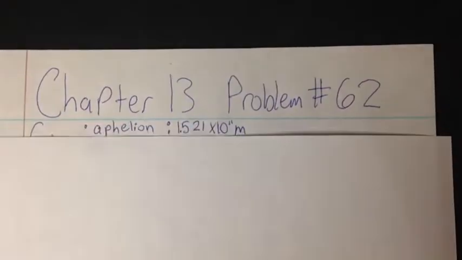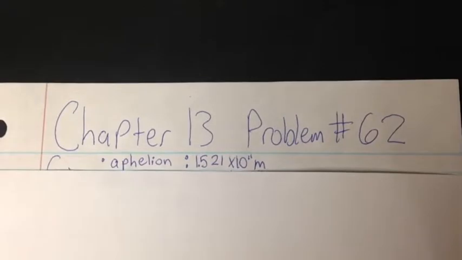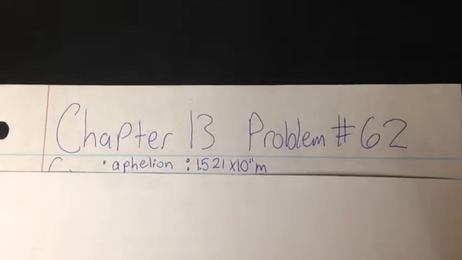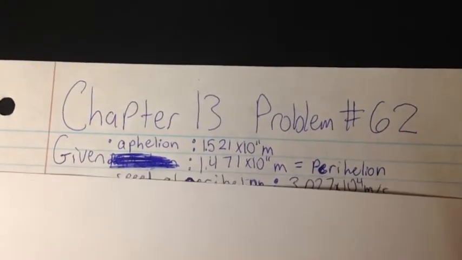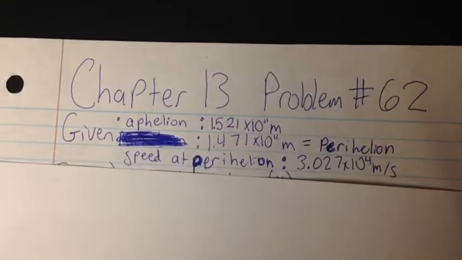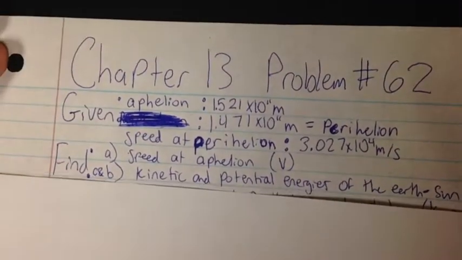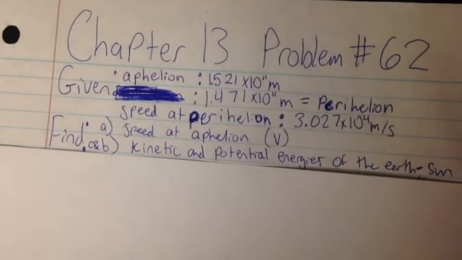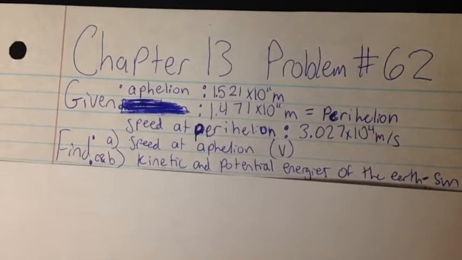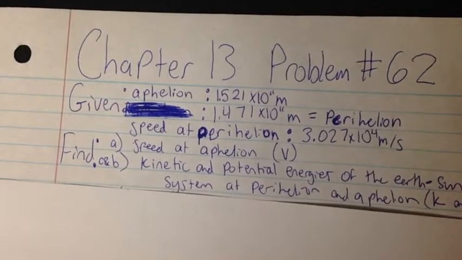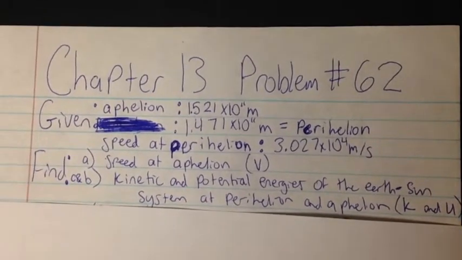Our given values are the distance at aphelion, 1.521 times 10 to the 11th meters, the distance at perihelion, 1.471 times 10 to the 11th meters, and the speed at perihelion, 3.027 times 10 to the 4th meters per second. We must find A, the speed at aphelion, or velocity. B and C are the kinetic and potential energies of the Earth-Sun system at both perihelion and aphelion.